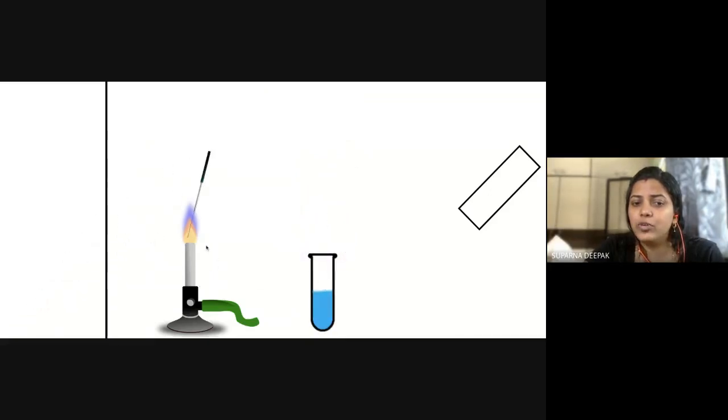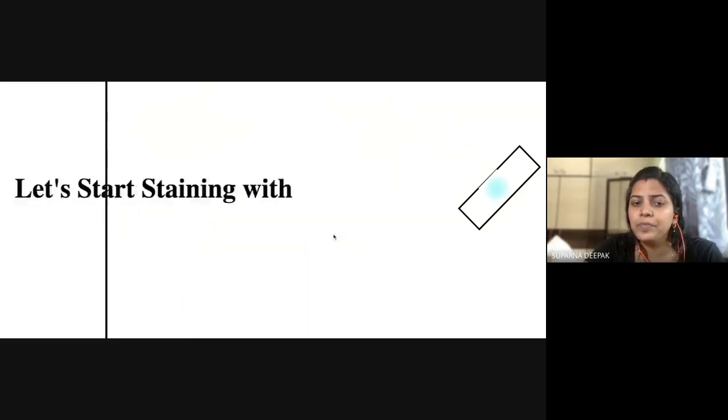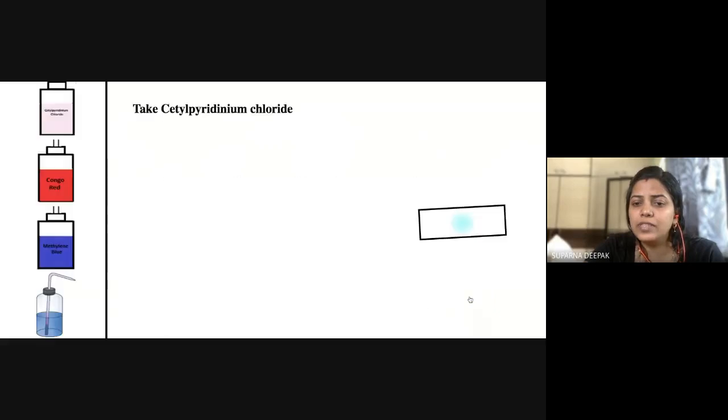This is your nichrome loop. I showed you in the video also, right? So with the nichrome loop, you dip it, take the culture, and then smear it. Make it a smear. Okay, so you can see. Then let's start with the staining.